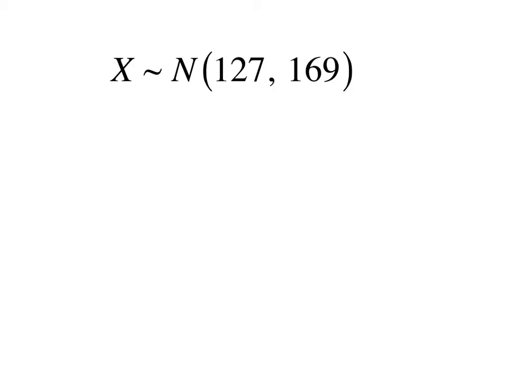Suppose I have some random variable here, x, doesn't really matter what it is, distributed normal with a mean of 127 and a variance of 169. Now remember that first number, 127 in this case, is always the mean. The second number is always the variance.